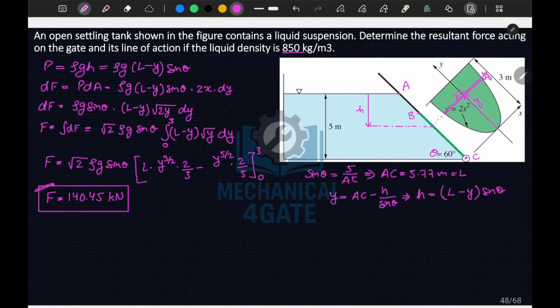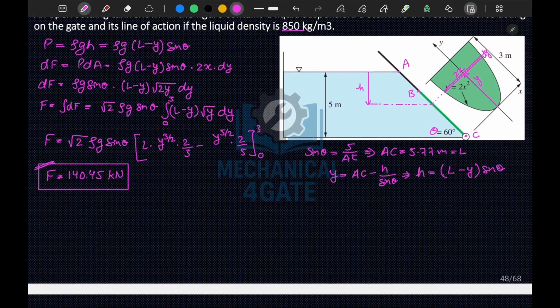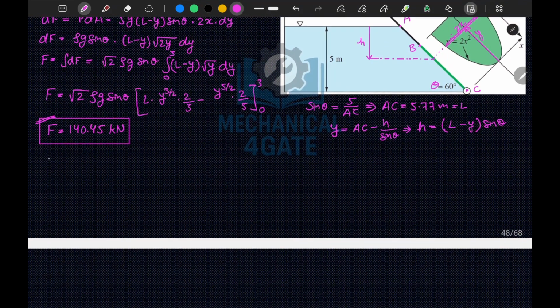So this is your hydrostatic force acting on the plate. Now, let's say I want to calculate your center of pressure location. For center of pressure, we have to calculate the moment about point C. So dM, a small moment, will be dF times y, and this is equal to dF into y.